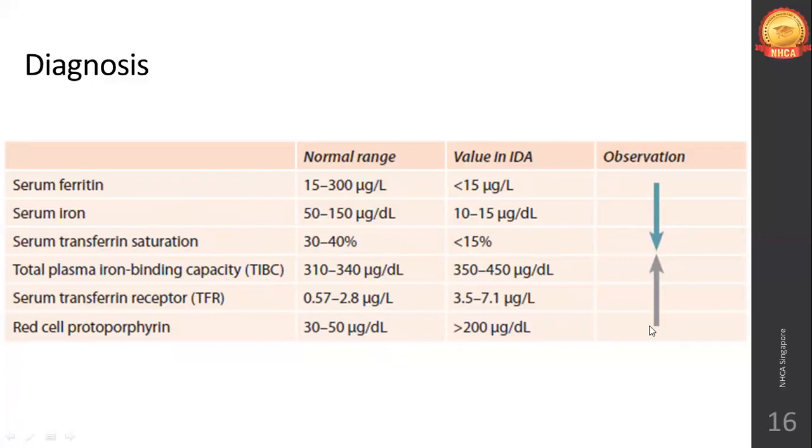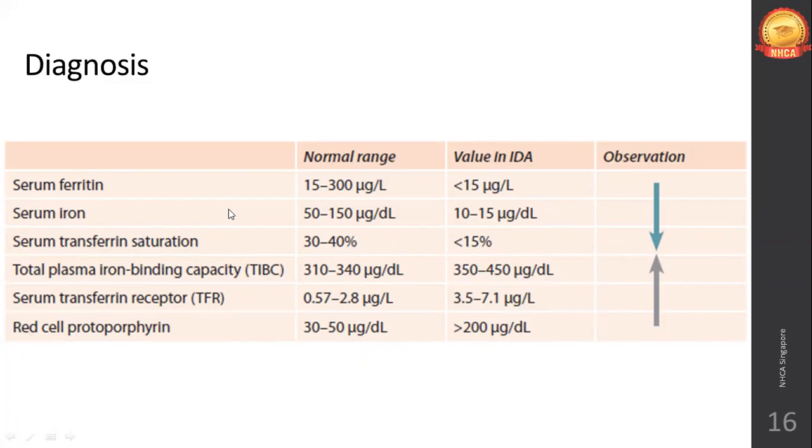And this is the sign of toxicity, the remaining three. Total plasma iron binding capacity, if it is more than 350 to 450, it means it is increased. It's a chance of toxicity. Serum transferrin receptors are also high, means toxicity. Red cell protoporphyrin, if it is more than 200, toxicity. So toxicity, you don't have to worry much. You just have to understand these three ranges.